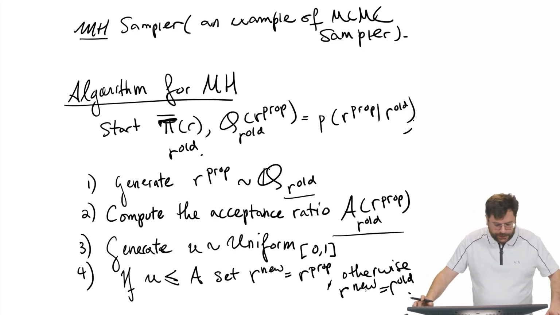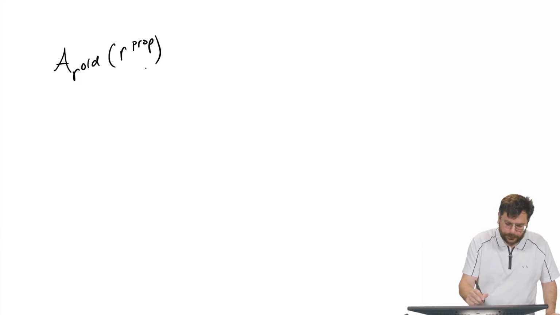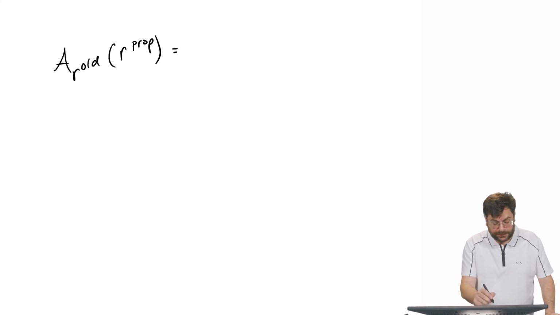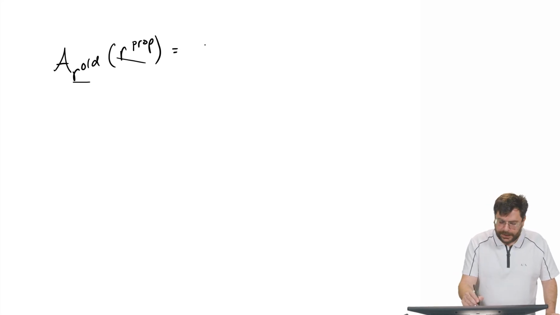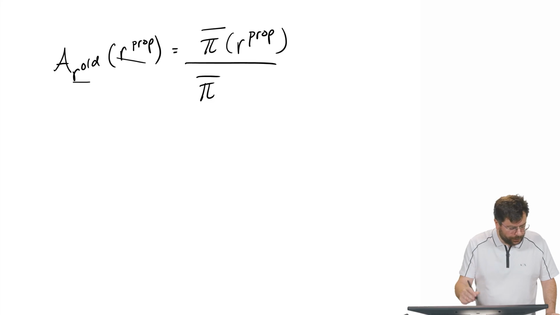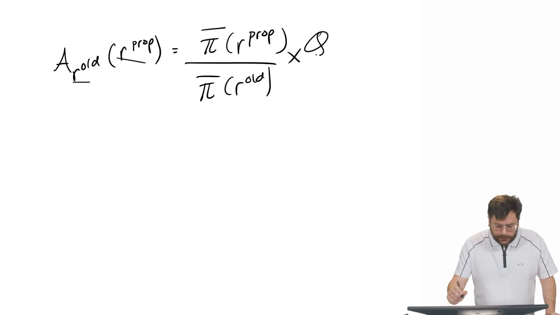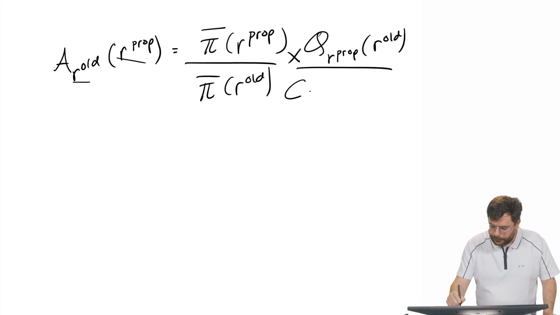What is the acceptance ratio? A of r proposed, that's the variable, r old is the parameter, is going to be the following. It's going to be the ratio of q of r proposed over r old multiplied by the ratio of target distributions with sort of arguments swapped.